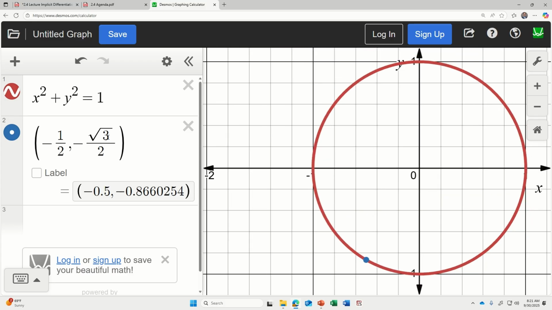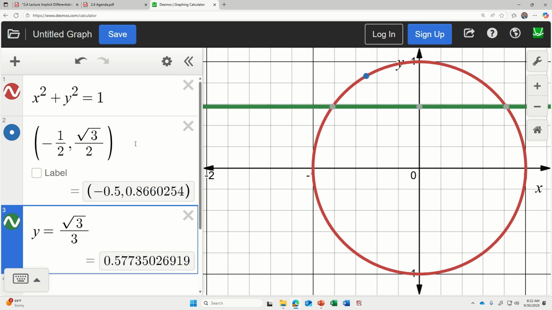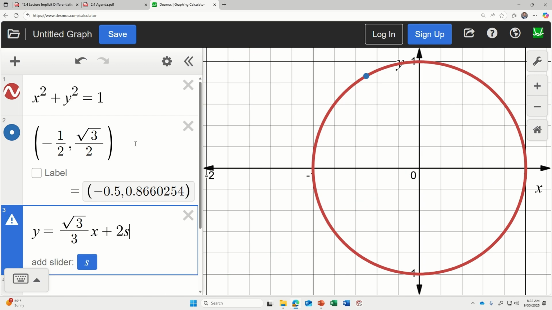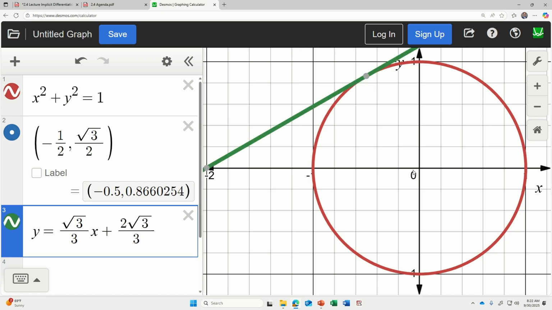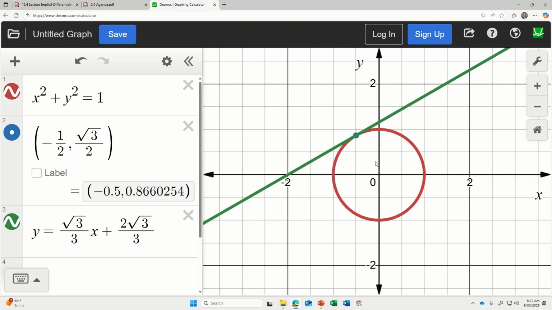And then the last thing we did in that exercise number 3 is we found the tangent line was y equals square root 3 over 3 times x plus 2 square root 3 over 3, I think. And so that was the tangent line of the curve at that point.